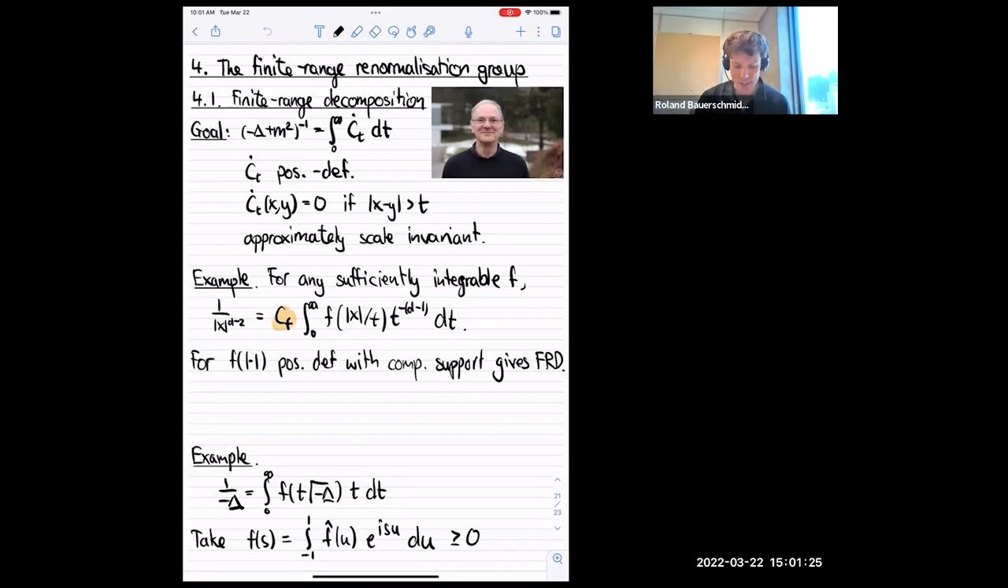Today's lecture is about the finite range approach to understanding the renormalization group. This is one of several existing approaches to gain analytic understanding of the renormalized potential, or as I will explain, often it'll be better to think about its exponential, but we'll get there. We already started last time.